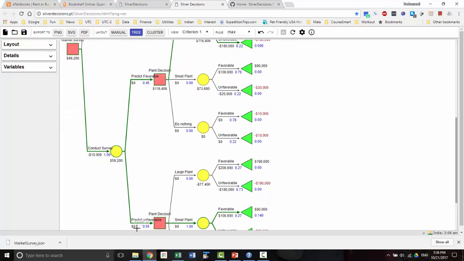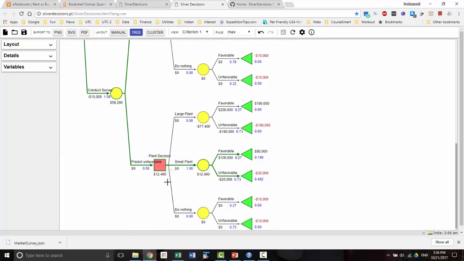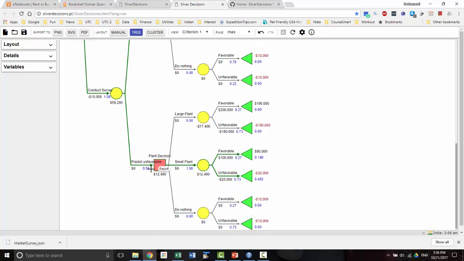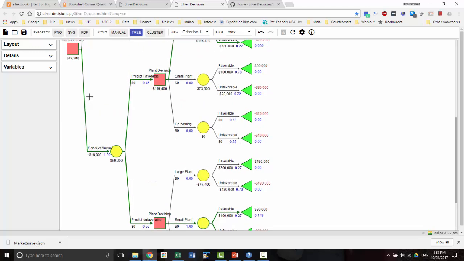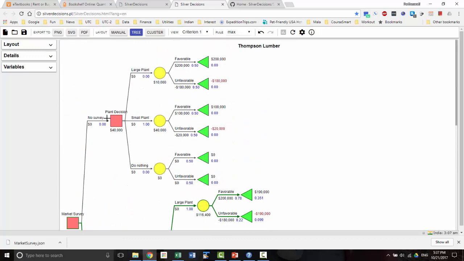And in this decision the monetary value is 12,400. Then that times probability 0.45, plus 12,400 times probability 0.55 gives you an expected monetary value of 59,200. Minus $10,000 market survey cost, so 49,200 is the value here. 40,000 is the value over there.